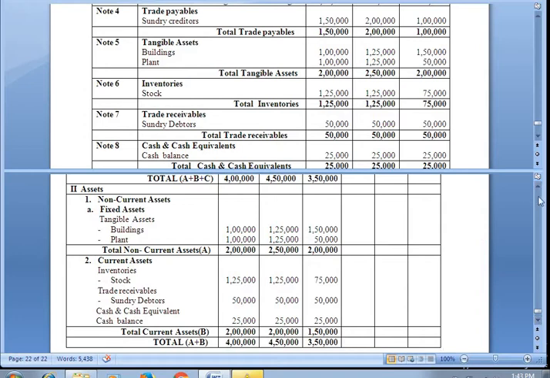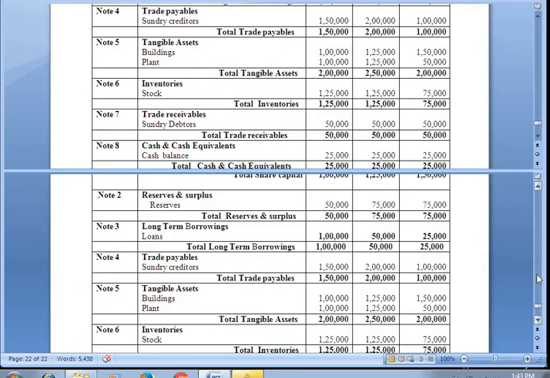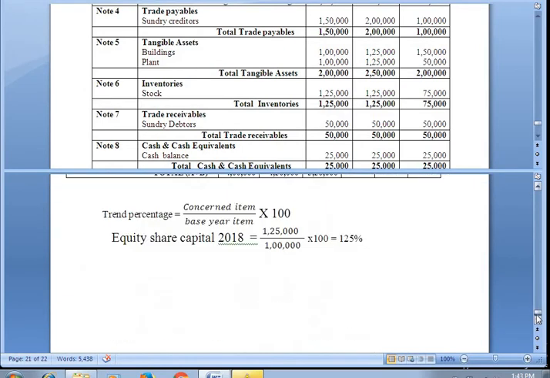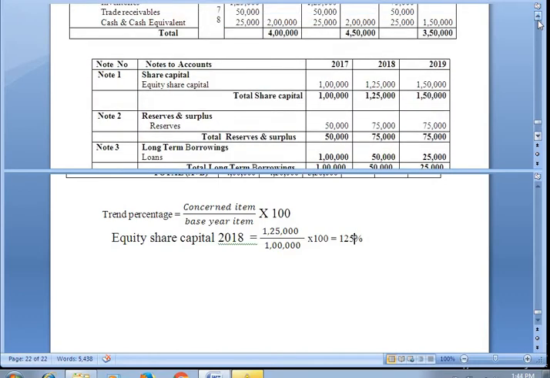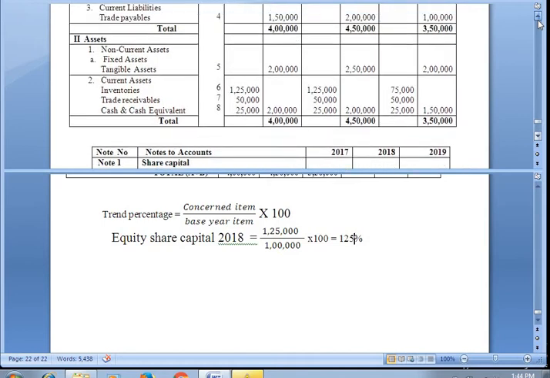Now we will be calculating the percentage. First item is shareholders fund. In shareholders fund we have equity share capital. First we'll discuss the formula here. Trend percentage is equal to current year item divided by base year item into 100. Now here you can check, the first item is equity share capital.